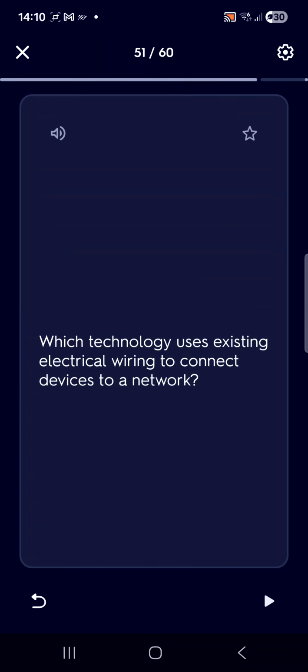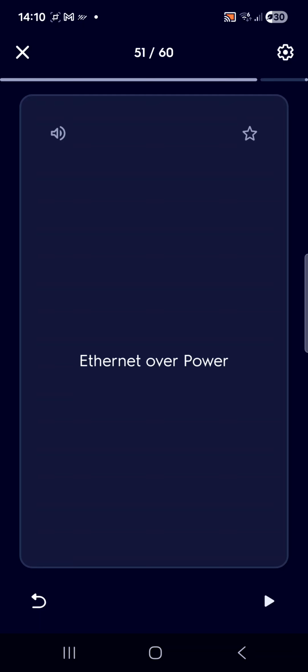Which technology uses existing electrical wiring to connect devices to a network? That would be the Ethernet over the power. Ethernet over the power. E to the P.